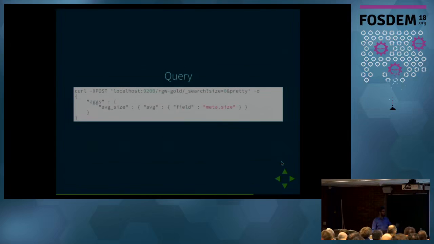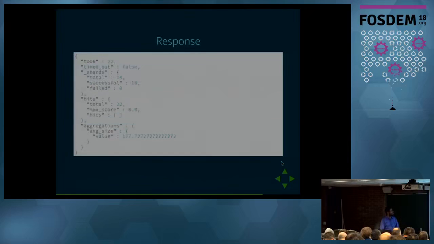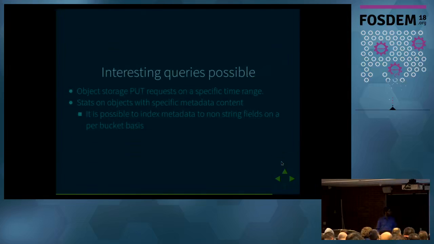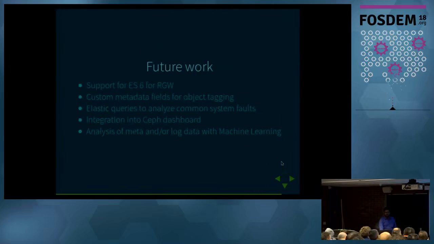Since it's Elasticsearch, you can aggregate queries pretty easily. You can just get an average of the total objects uploaded, or do it on a date basis, and Elasticsearch will respond telling you this is the total. You had a total of 22 objects and the total size was 177 bytes. You can also run queries on specific metadata content, which can help in finding data from specific users or something like that.